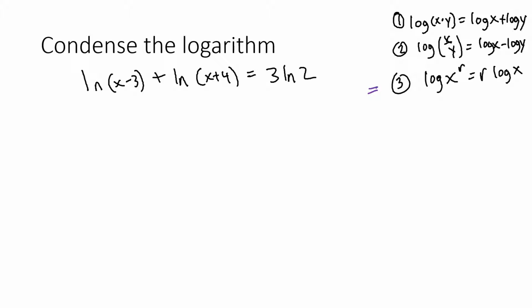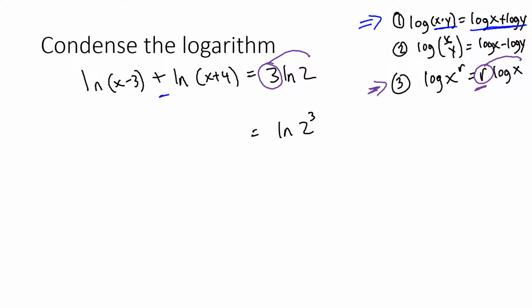For example, if you look at the third one, it says if we have a value we're multiplying by, we can just bring that into the front here on the argument as a power. So that means this 3 is going to go here as a power. So if we rewrite everything, this would be the natural log of 2 to the third power. If we look at the first property, it says that basically addition of logs is like multiplying the arguments.